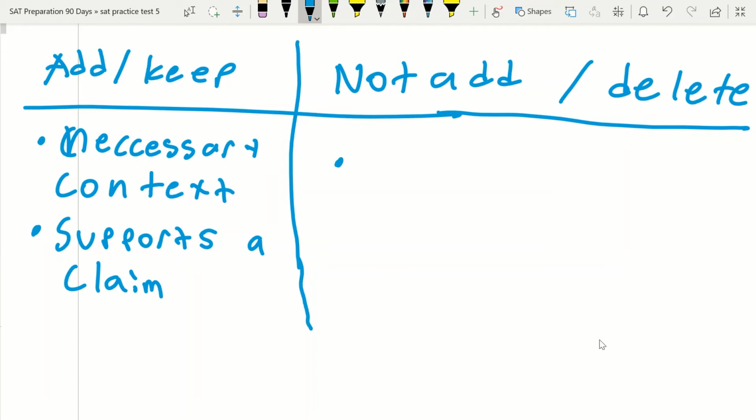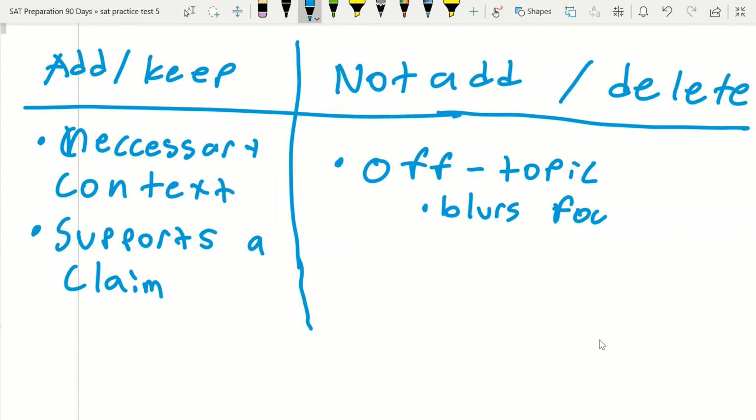Now, what about when not to add or when to delete? Okay, number one thing here is if it's off topic. If it's off topic and it blurs the focus, right, I'll put under that, they usually say blurs focus when you're not supposed to add it or delete. If it blurs the focus of a paragraph, you're going to want to make sure you don't add it or you delete it. Okay, another thing is if it is unsupported.